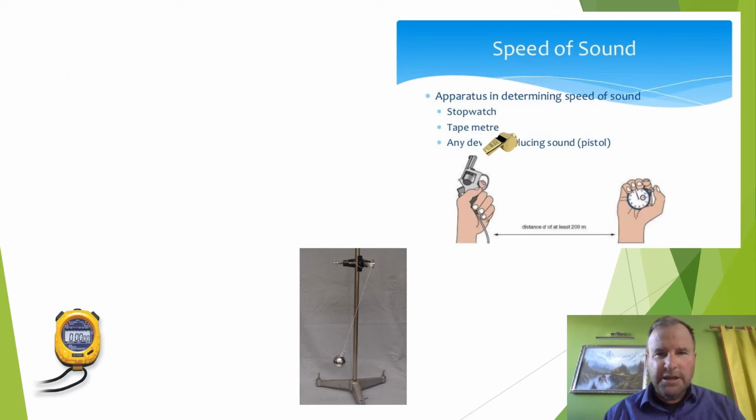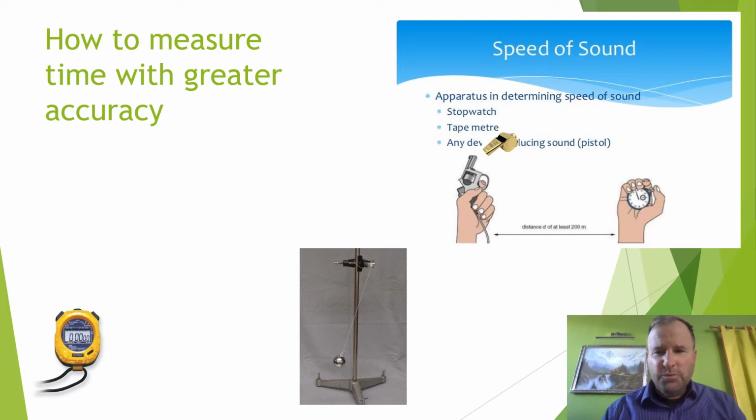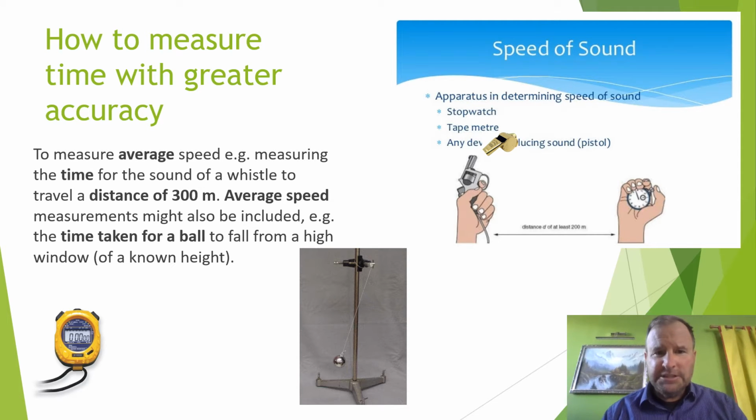On to the second slide, how to measure time with greater accuracy. We'll measure the speed, for example, measuring the time for the sound of a whistle or a starter's pistol to travel over a distance of 300 meters. These are the equipment that you'll need: a stopwatch, a tape measure, making sure you pre-measured this distance of 300 meters, and then a device such as a starting pistol or a whistle.